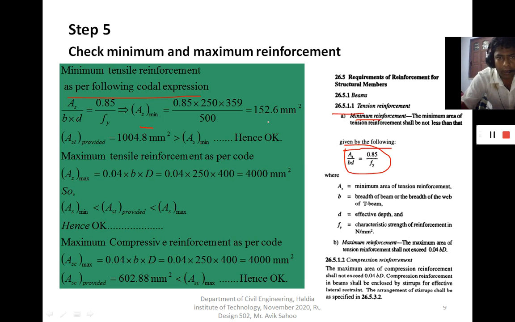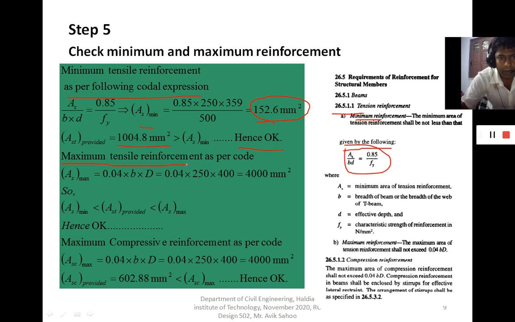So we calculate the minimum steel that is required, 152.6 millimeter square, and the Ast provided is 1004.8 millimeter square, which is more than minimum. Hence okay.